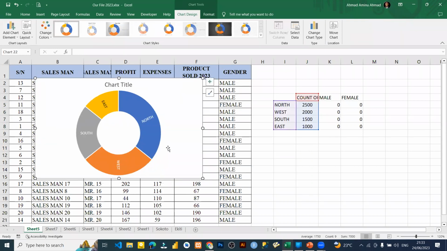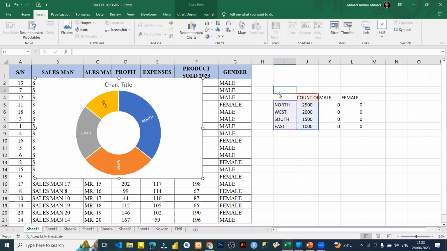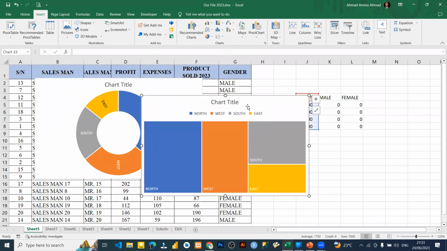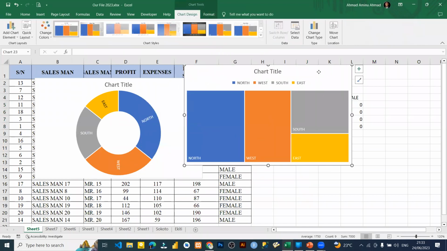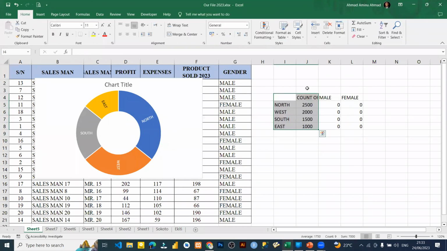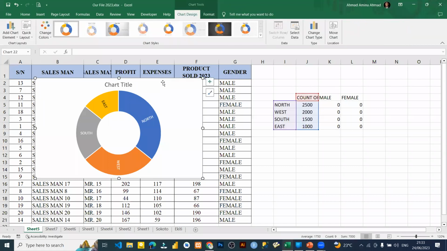The sunburst is awesome when you have too many categories of data, not like when you use the treemap. The treemap is for when you have less data. You see, this is the treemap of this southwest, and by merely looking at it, you know east is the least and north is the highest. So that's what we did. So these are all the charts. You can just go ahead, work with them, and try to use them.